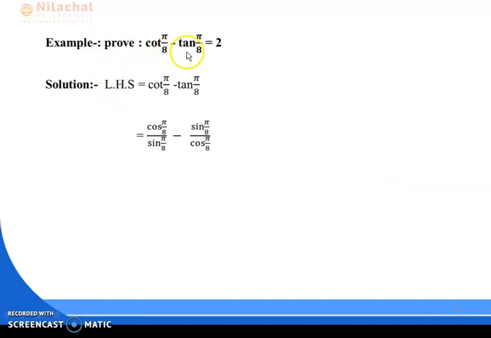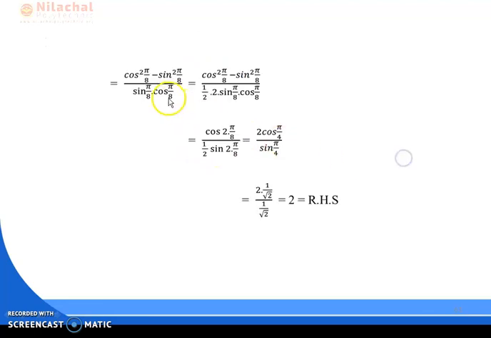So next, for example, cot pi by 8 minus tan pi by 8 equals 2. We should prove this. So we start from LHS because RHS is a number. LHS is cot pi by 8 minus tan pi by 8. We know that cot pi by 8 equals cos pi by 8 by sin pi by 8, and tan pi by 8 equals sin pi by 8 by cos pi by 8. So you just subtract these.